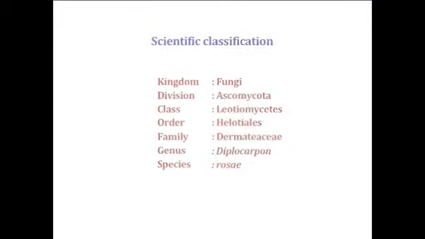Now let's see the scientific classification of this pathogen. Kingdom is Fungi, division Ascomycota, class Leotiomycetes, order Helotiales, family Drepanopezizaceae, genus Diplocarpon, and species is rosae. Now let's see the character of this pathogen.